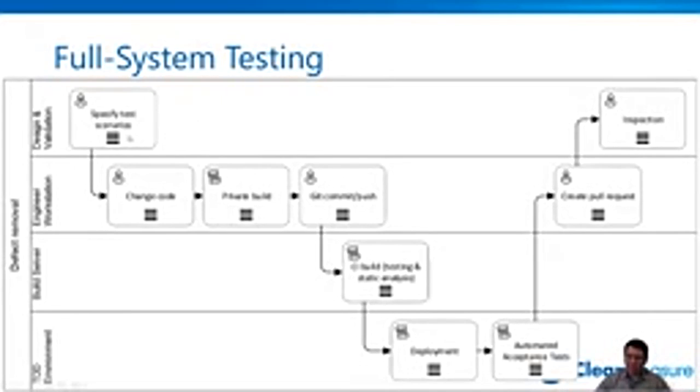But before coding happens, in your pre-coding design and validation, we're going to specify the test scenarios. Then when we change the code, we're also going to implement the test scenarios. Then the developer does a private build, then does a git push, pushes the code up. Then the continuous integration build runs, static analysis happens. Then we do a deployment to our TDD environment. Then the automated acceptance tests run, which, by the way, are these test scenarios. They run. Upon running, now we've done our first deployment.